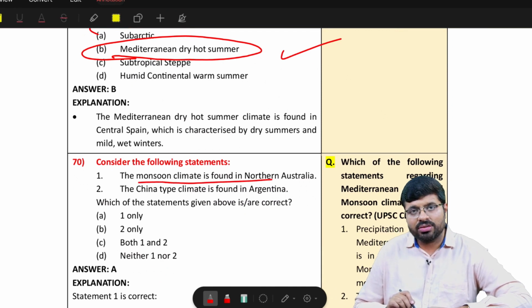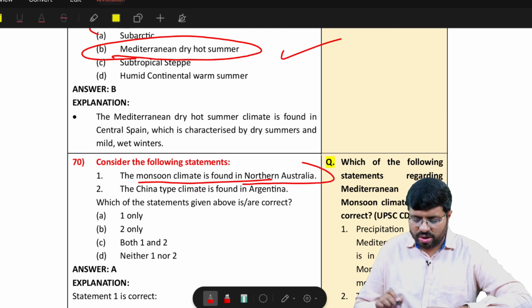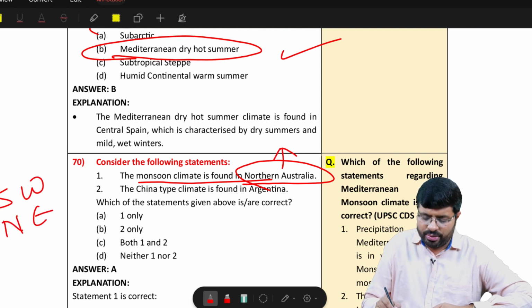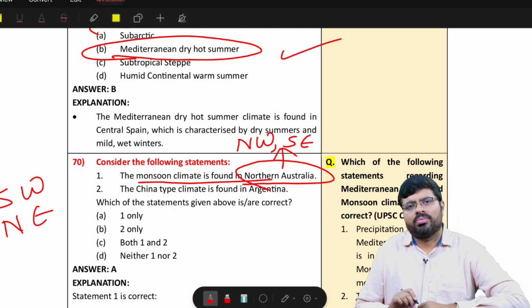Then the monsoon type of climate, question number 70. Monsoon type of climate is also found in Australia, northern Australia. Yes. Just like for India, where you have southwest and northeast monsoons, for Australia you have northwest and southeast. Go and check your GC Leong textbook. The images speak a lot. Revise your images as well. You will get this question right.